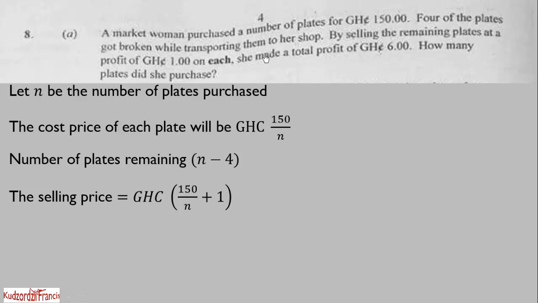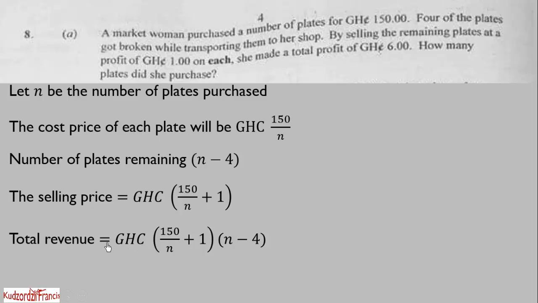Then we're told that she made a profit of 6 cedis. But before that, we need to determine the revenue. If this is the selling price, the revenue will be the selling price multiplied by the number of items remaining now, which will be n minus 4, times 150 over n plus 1, which will give us this. So we know the total revenue is this.